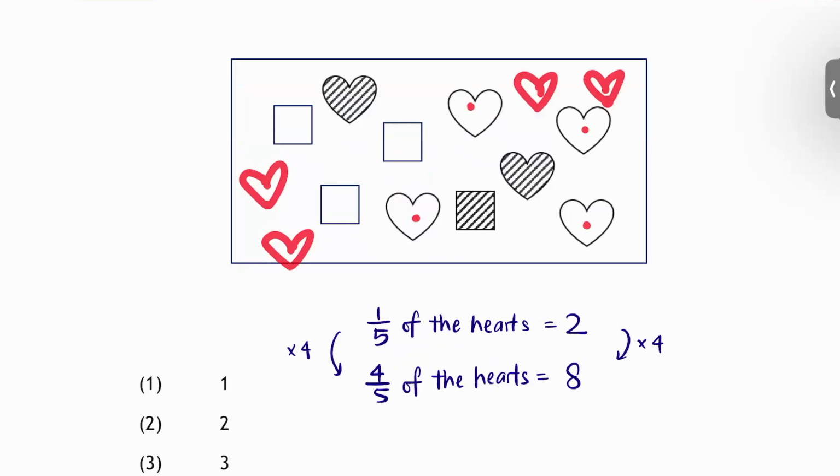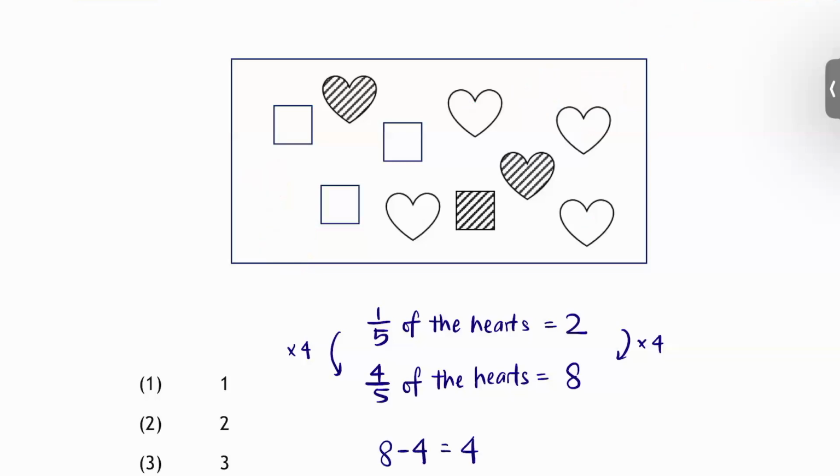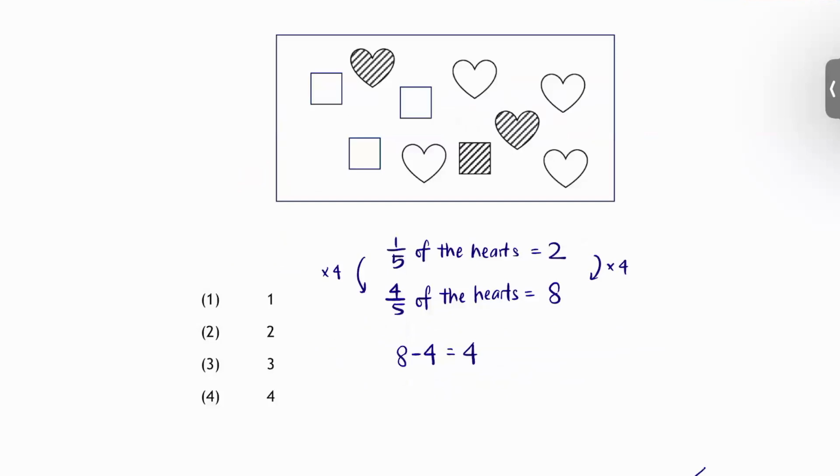So let's count. So if I were to draw 4 more unshaded hearts, I will end up with 10 hearts total, with 2 that are shaded and 8 unshaded. Isn't that the same as 8 unshaded? 8 into 10. So the answer is 8 subtract 4 to get 4 unshaded hearts that must be added.